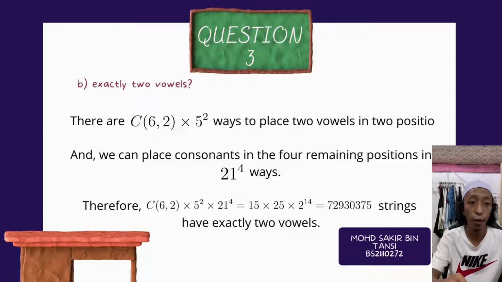We move to question B, exactly 2 vowels. The first vowel is 5 ways, the second vowel is 5 ways, and the third letter until the 6th letter are 21 ways each. So we use the product rule. We will use 15 times 5 to the power 2 times 21 to the power 4. So the answer is 472930375 strings containing exactly 2 vowels.